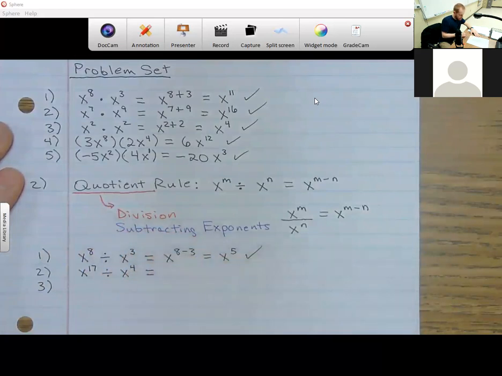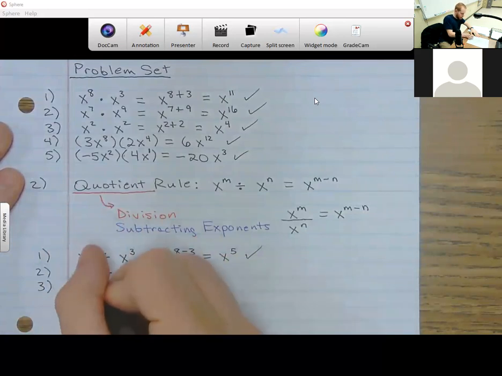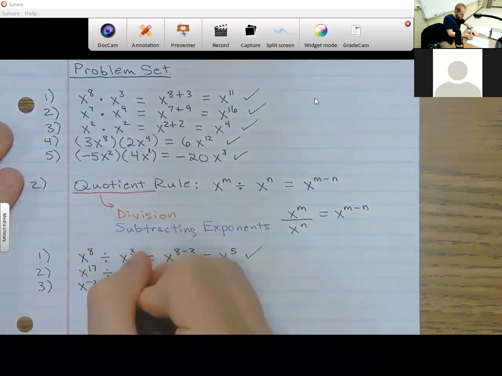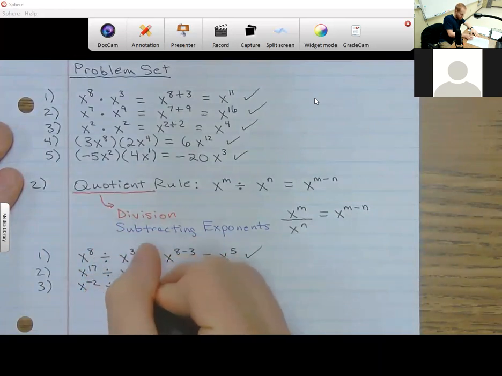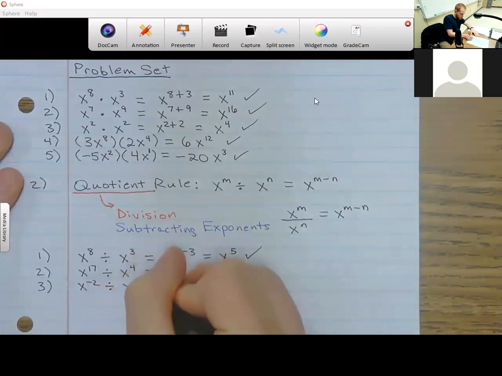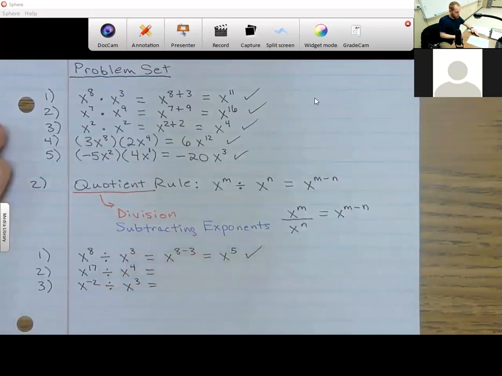X to the 17th power divided by x to the 4th power, and x to the negative 2 power divided by x cubed. Okay, so go ahead and try those 2 on your own. I'll give you guys a minute to try that. And while you're doing those, I'll write down 4 and 5.